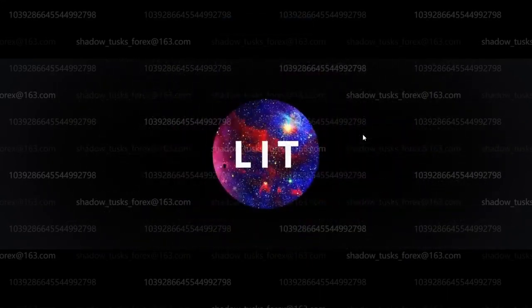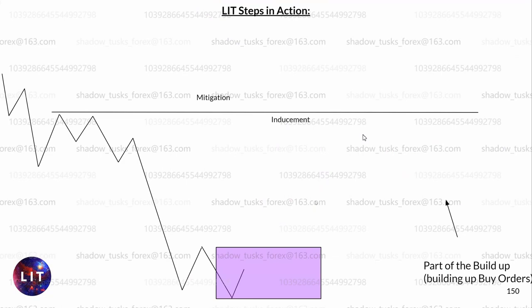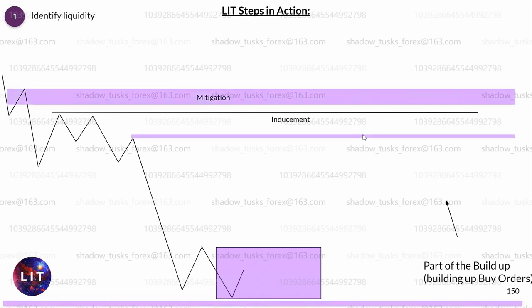Take a more detailed look at these intraday scenarios, including these smart money traps. For example, as you already know, the LIT steps in action so far, with the overall structure as well. Again, the Asia range will play a huge role. Here we already see that the Asia range is building on the downside. And of course, the first thing we do is identify the liquidity. Now, that's the first step for the LIT steps we will do.